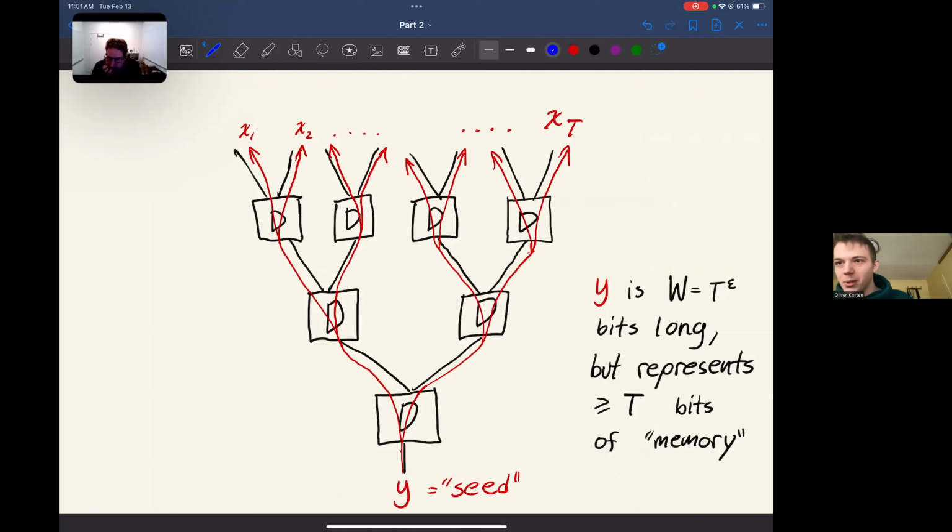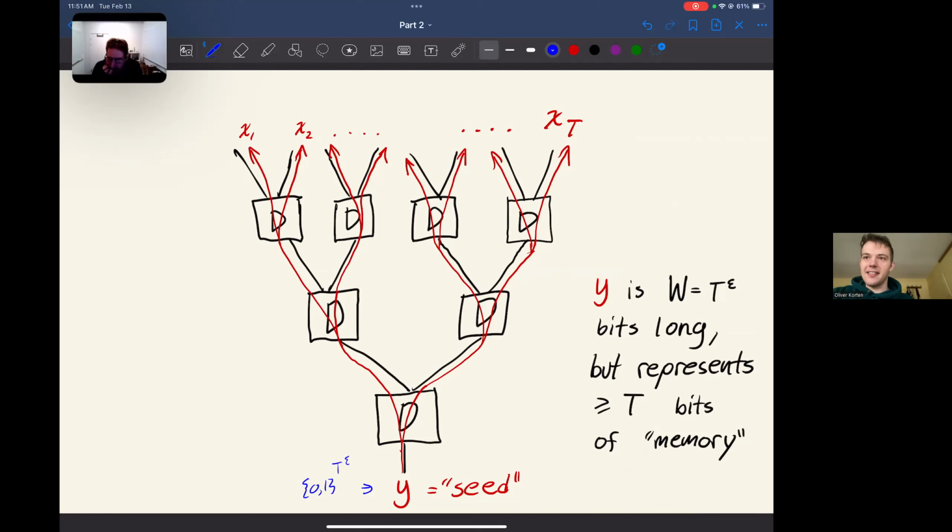So if I plug in some seed, I'm calling it a seed, some string y in {0,1} to the t to the epsilon, at the bottom and feed it through this tree, then at every leaf I get some string. This small seed y is only t to the epsilon bits, but it's going to represent about t bits of memory at the leaves.